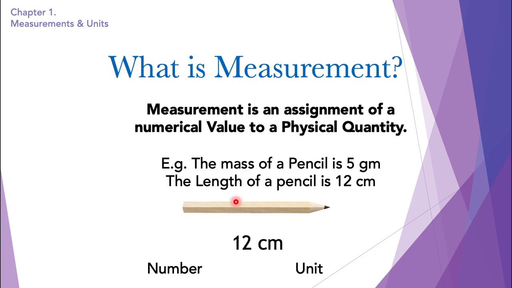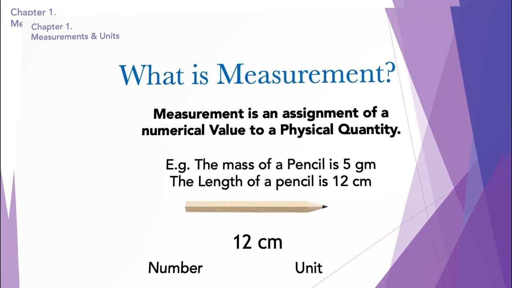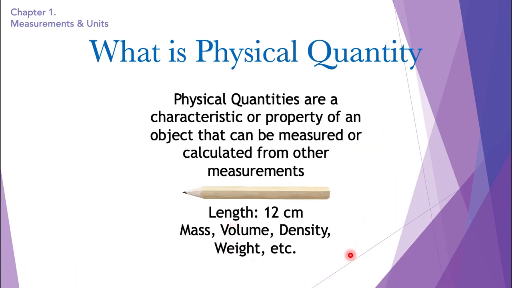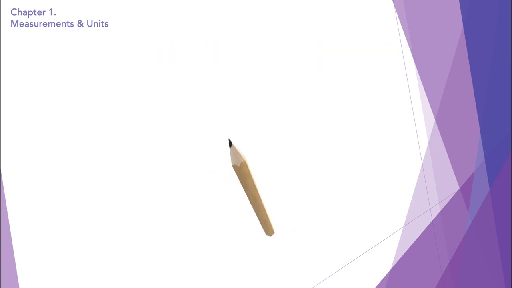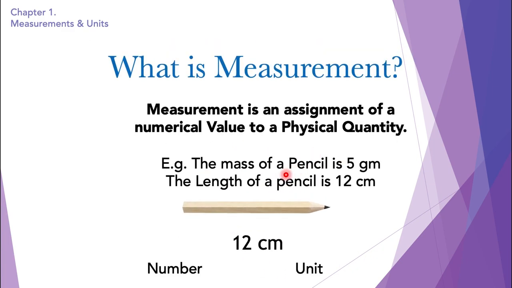Length is also a physical quantity, just like we read before here. In this section, we have mass, volume, density, weight, and many other physical quantities. So measurements are basically what calculates these physical quantities. So for example, the mass of this pencil is 5 grams and the length of a pencil is 12 cm. So these are the measurements calculating the physical quantities of this pencil.